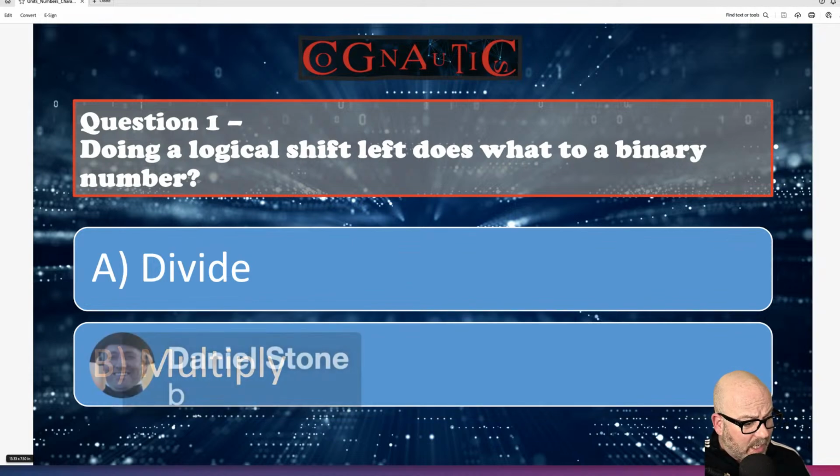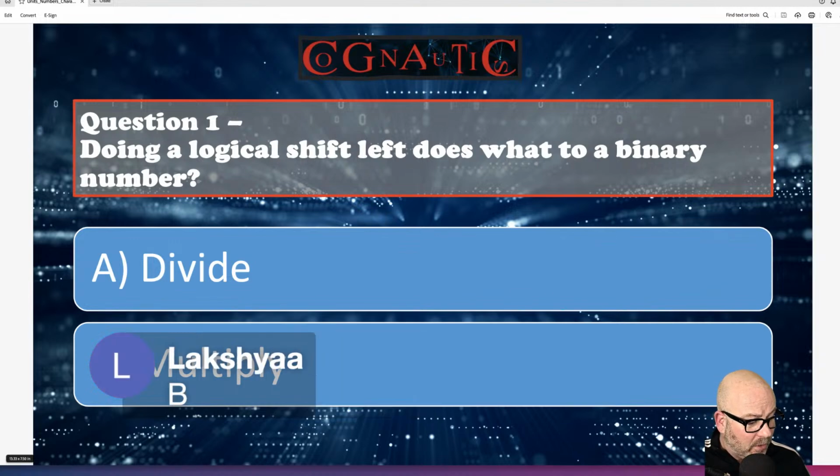So we've got Dan, who said B. We've got Abra, who says B. We've got Warren, who says B. We've got Ben, who says, hi, Ben. We've got Lakshay, who says B. Hello, guys. So, yeah, you were all absolutely spot on. You were all, go away. Yes, you are all absolutely spot on. The answer is B for multiply.